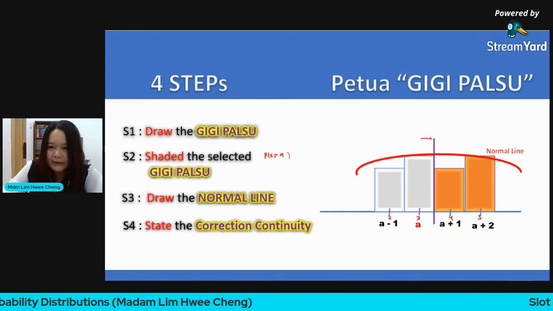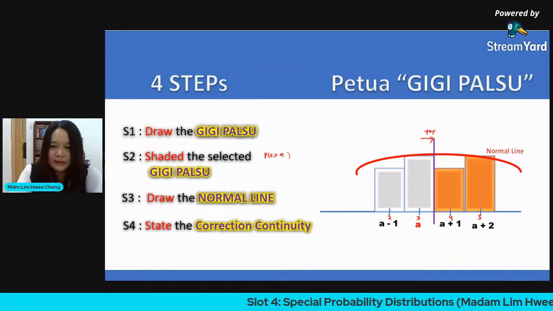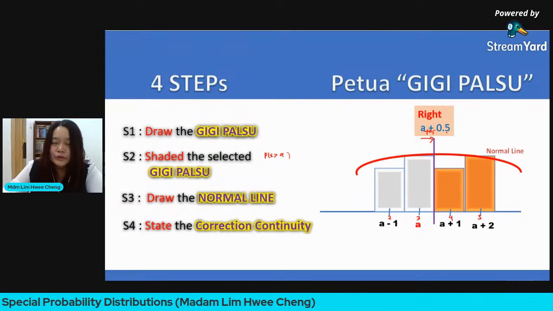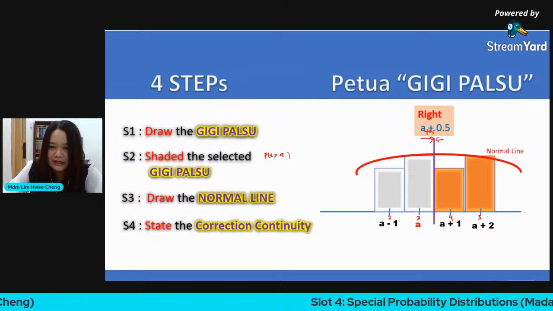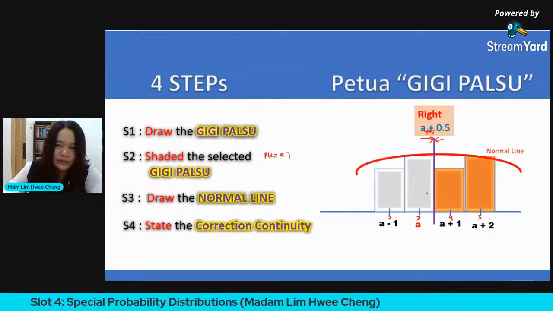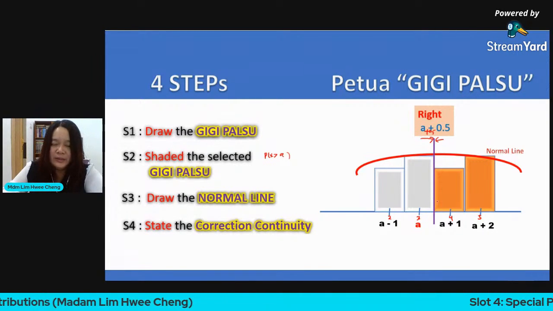So for gigi A, I have to adjust plus 0.5. I have to go this way, and I do the corrections. I will have A plus 0.5. If you read from here, A plus 1, you have to do the adjustment in reverse to the left-hand side, so you do A plus 1 minus 0.5. So you are going to get the same thing also. This is how I teach my students.